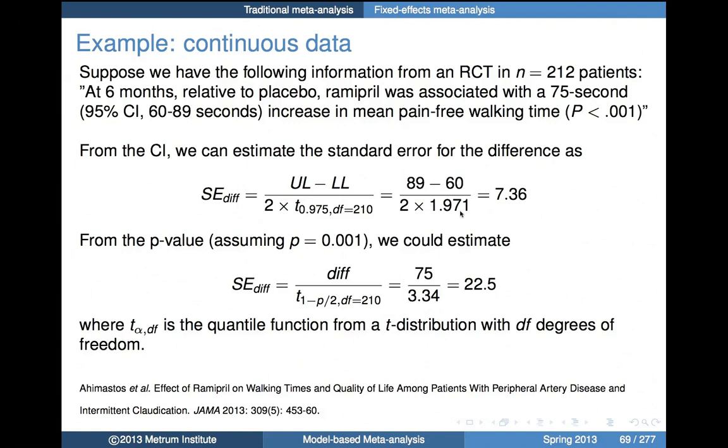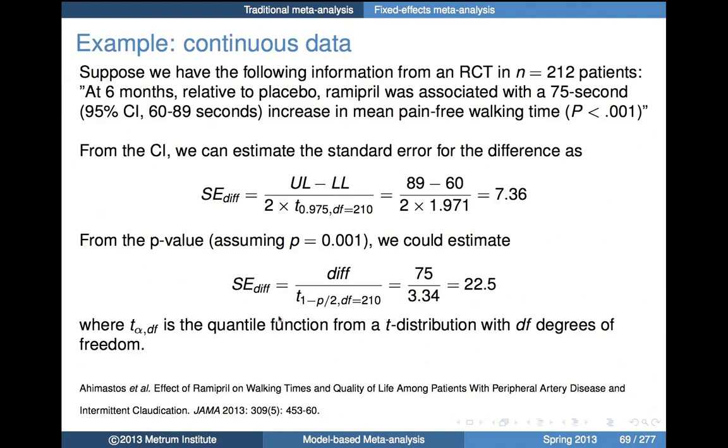And if we finish the calculation, we get an estimated standard error of 7.36. Now, if they hadn't provided the confidence interval, we could have tried to calculate a standard error simply based on this p-value. They don't give us an exact p-value, but they tell us that the p-value is less than 0.001. So we could assume that the p-value is equal to 0.001 to get an upper bound on what that standard error might be.